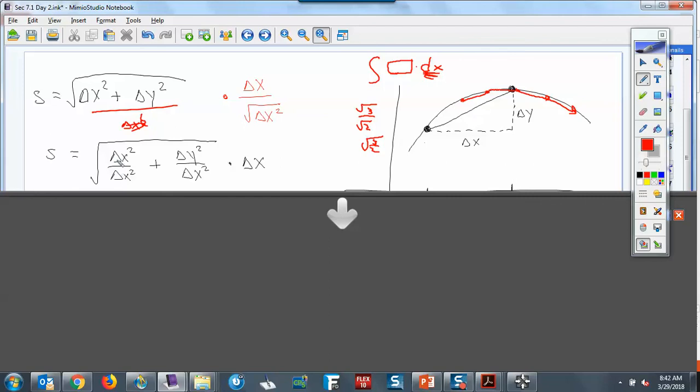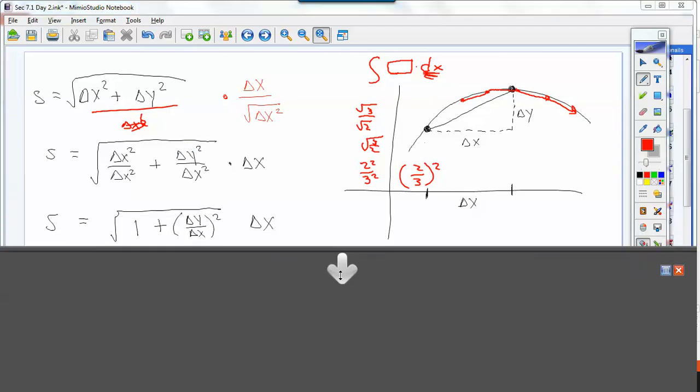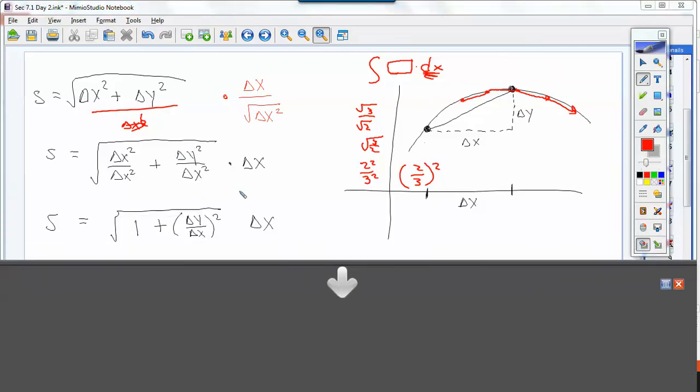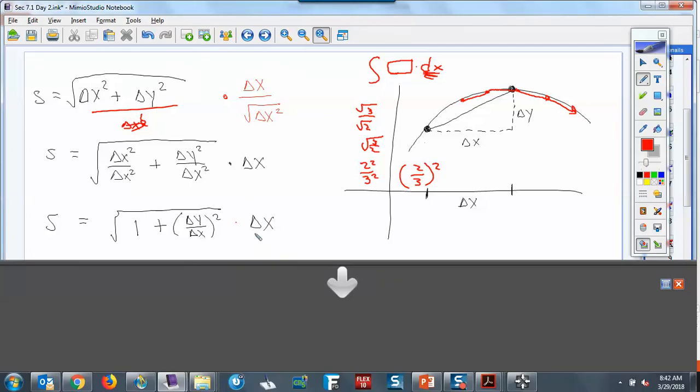Okay, now what's delta x squared over delta x squared? 1. We also know that when we have something squared on top and squared on the bottom, that's the same as the whole thing squared. That's another algebra thing we know. So I can make that just delta y over delta x, quantity squared. And then I've got my delta x set down here, which is what I want. Now, what's delta y over delta x? Slope. And remember what we're doing, we're letting delta x go towards 0. So what happens when you do the slope between two points, but you let the run go to 0? You get the derivative.